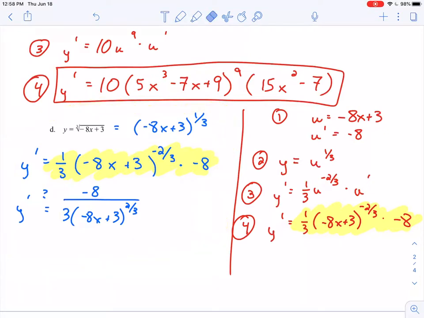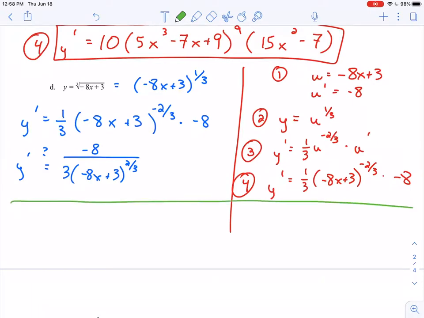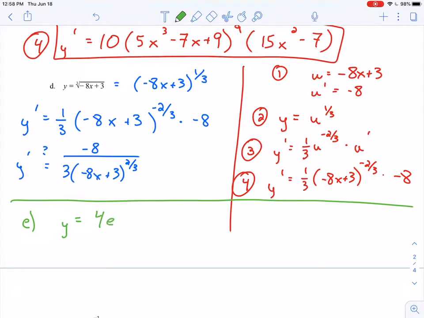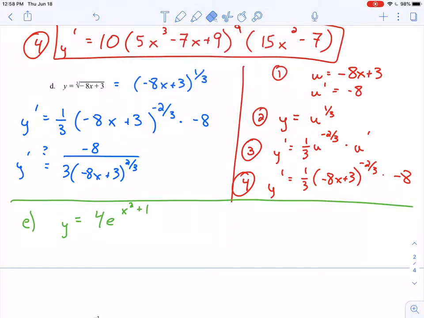And I didn't have one like this, but I want to do one more example here. Just one more example. Let's see if we can make room. No, I don't want to do that one yet. Let's do one more example. We'll call this E. Let's say I have y equals, how about 4e to the x squared plus 1 power. So this one is again kind of tricky, just like the last one was, because we don't have these parentheses to help us choose what that inside function should be.